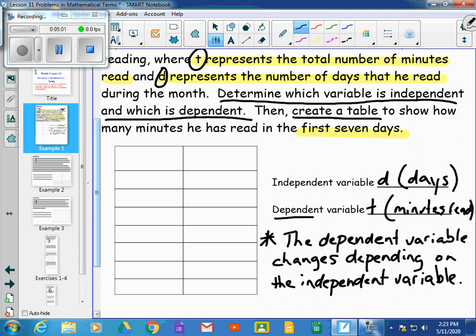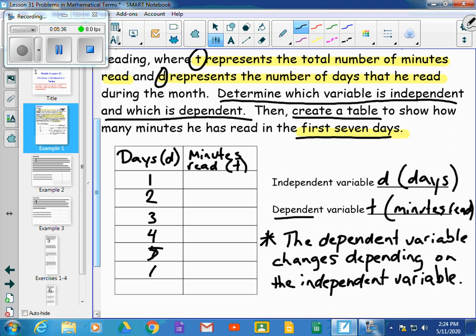Now we're going to make a table to show how many minutes he's read. Now we always start by putting the independent variable on the left and the dependent variable on the right. They also have to give us the independent variable. They do. They give us the first 7 days. So we can fill in this half of the table with 1 through 7.